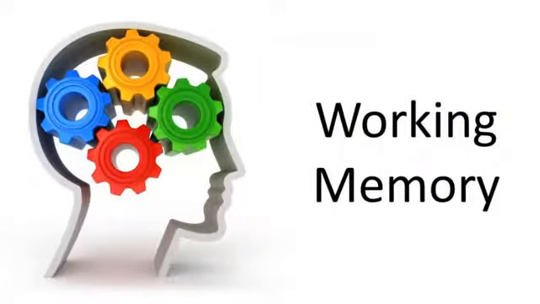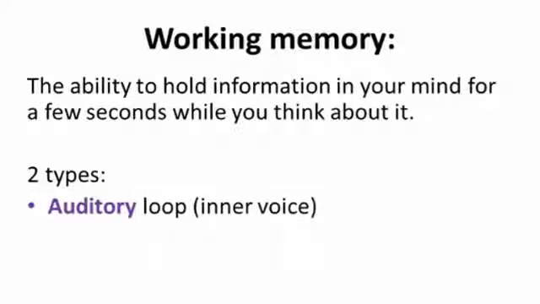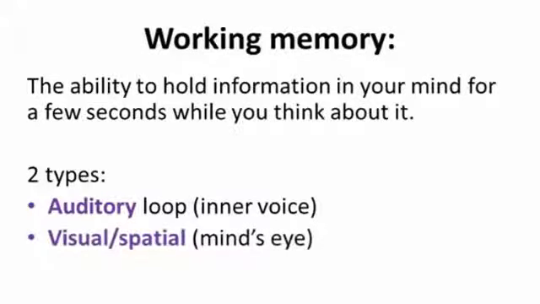Working memory is the ability to hold information in your mind for a few seconds while you think about it. It's quite separate from what we would call long-term or permanent memories. And there are two types. There's an auditory loop, which you might call the inner voice. That's when you're saying something to yourself without actually saying it out loud. And the visual or spatial memory, which you might call the mind's eye, when we are imagining something.